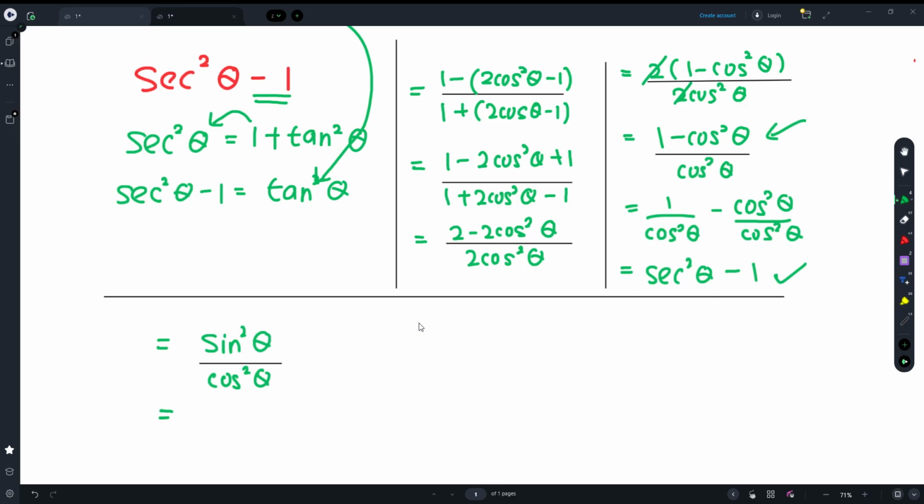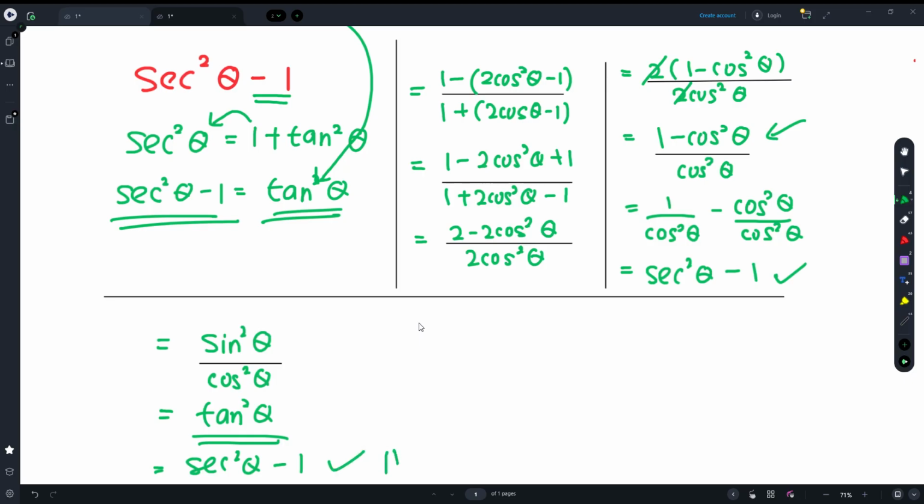I already showed you the first method. Now I'm just showing an additional method. So you have sine square theta over cos square theta, which equals tangent square theta. I already proved tangent square theta equals secant square theta minus 1. So you can write that it equals secant square theta minus 1, and proven. As simple as that. No problem at all.